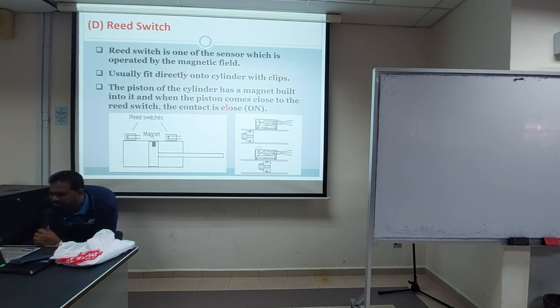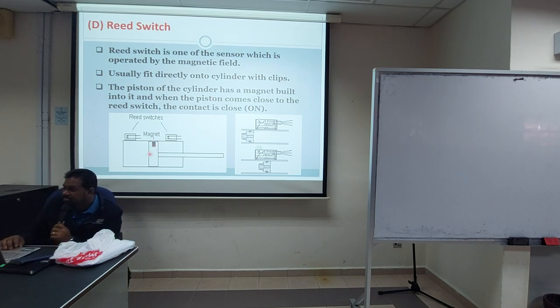Okay, so and we have reed switch. Okay, reed switch ni dia macam roller valve ataupun roller switch dalam mechanical lah. But reed switch adalah electrical. So reed switch is one of the sensor which is operated by magnetic field. Yang ni digunakan magnetic field, usually fit directly into cylinder with clips. So dia akan attach terus dekat the body of the cylinder.